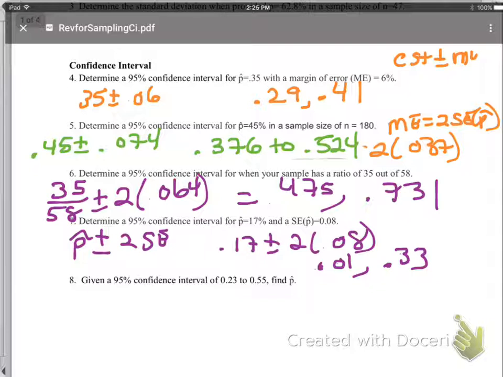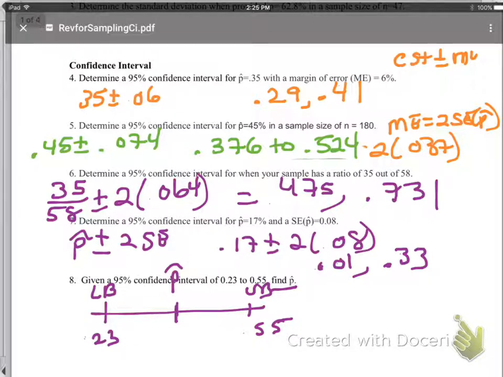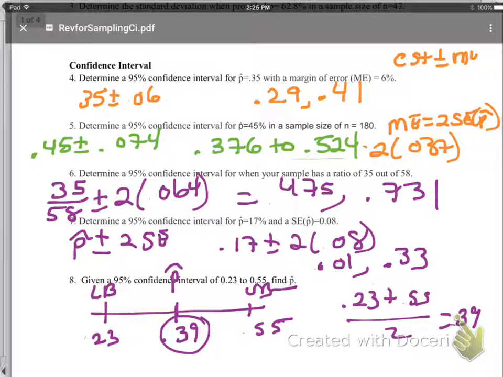Okay, now they asked us to find p hat. So my lower bound is 0.23, and my upper bound is 0.55. Remember, the midpoint is going to be p hat. Well, how do I find that? I'm going to find the average of the two. So 0.23 plus 0.55 divided by 2 gives me 0.39. So my p hat is 0.39.